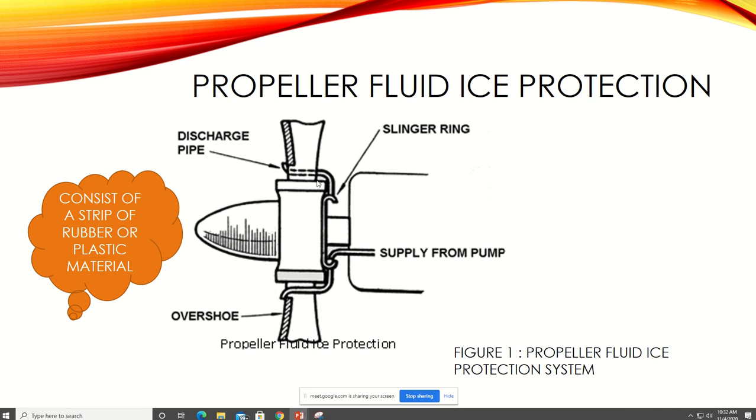What I mean here is that there are discharge pipes, so the alcohol will disperse from here. It's like the wiper system for your car. We have a slinger ring, we have a pump, and then we have the overshoe. This is what we call the overshoe. An overshoe is like a rubber type, black in color, consisting of a strip of rubber or plastic material. Later we will look at the real photo. This is the propeller fluid ice protection system.